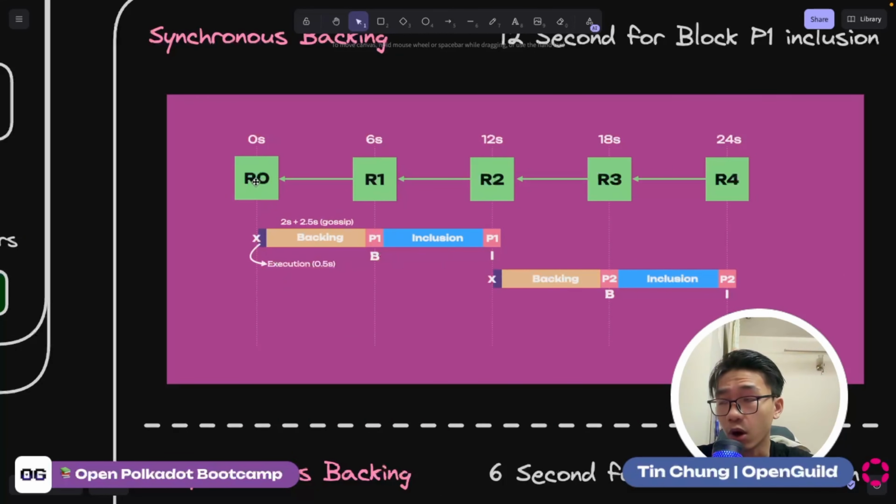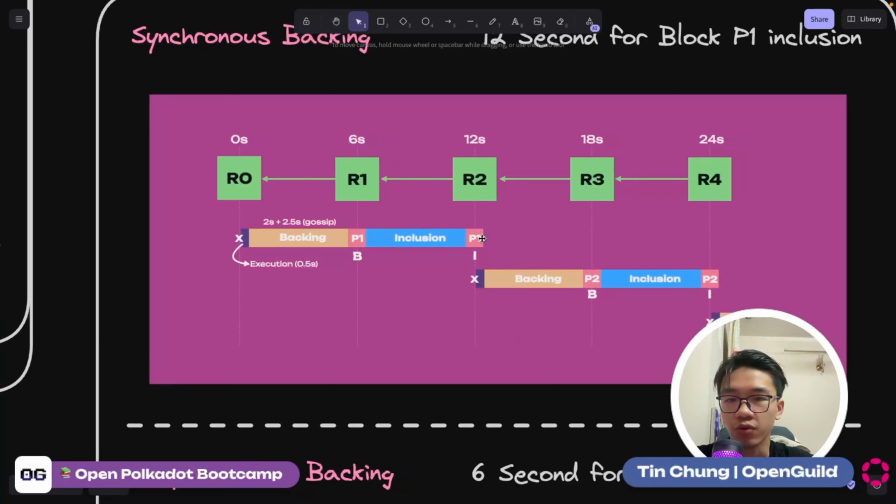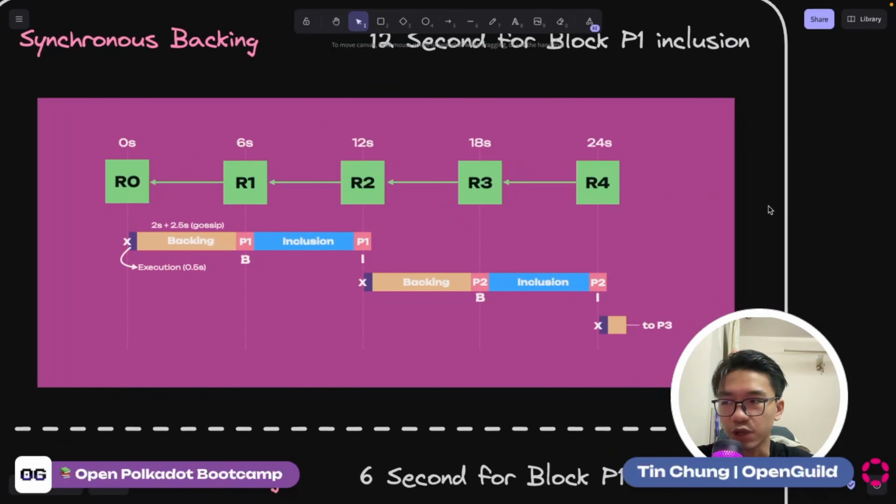So as you can see, at R0, R1 and R2, the backing happens between R0 and R1, then the inclusion happens in R1 and R2. If you want to include another block, it also needs to happen after the inclusion of the first block. And this is not very ideal, because now everything is happening synchronously.